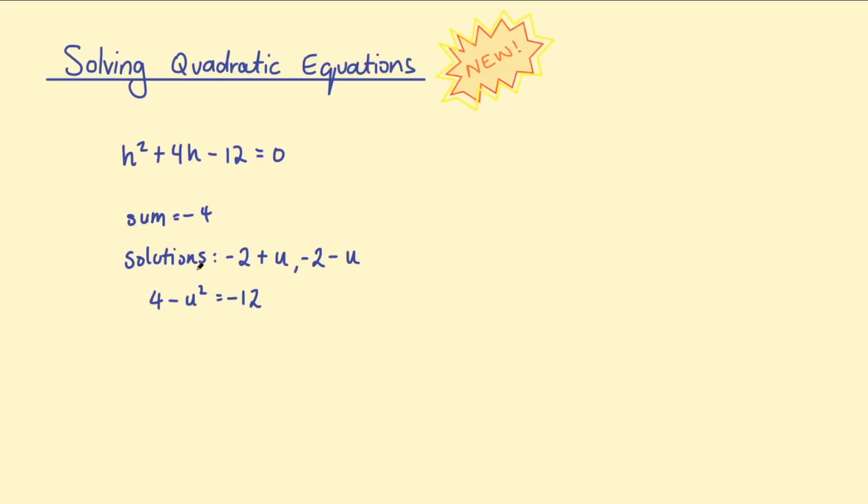-12. And then what we want to do is to solve for u, so add u squared to the right hand side, add -12 to the left, and we'd get u squared equal to 16. So therefore u equals 4. Then we go back to these expressions for the solutions up here, and we can say h is going to equal -2 plus u, so -2 plus 4, which will be 2, and -2 take u, or -2 take 4, which will be -6. And they are the solutions to this quadratic up here.